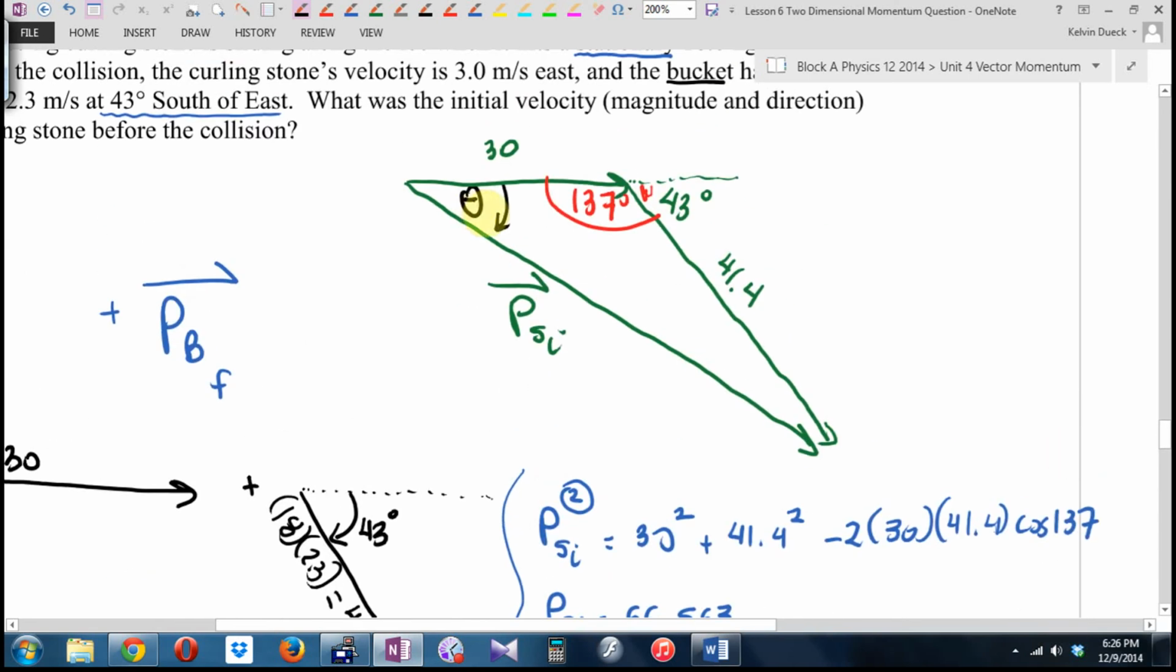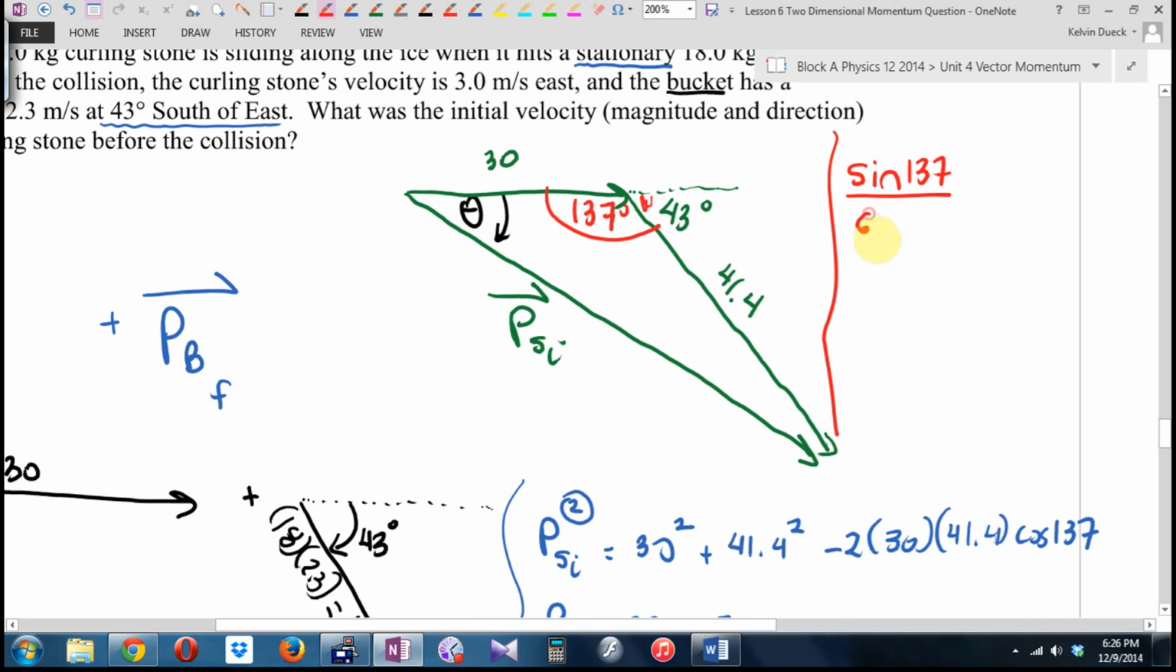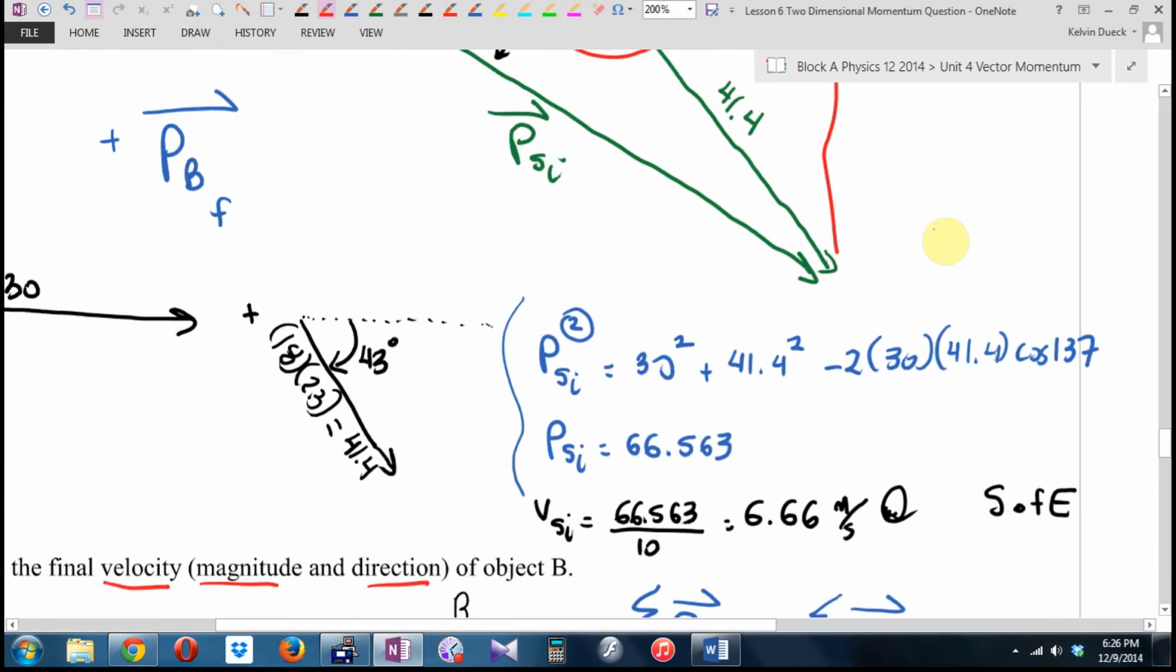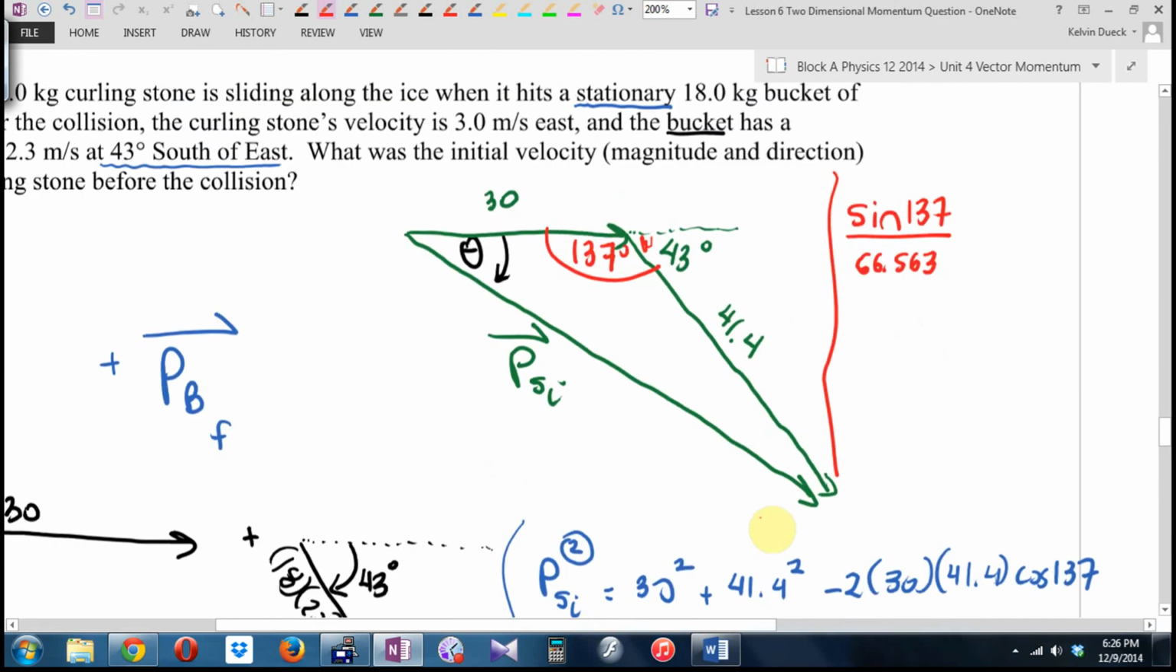It's going to be the sine law, because now that I know this momentum, I've got a pair that 137 goes with this. Heck, I'll do the sine law way up here. This is terribly unorganized, I realize. It's going to be the sine of 137 divided by the momentum that was across from it, which was 66.563. Again, make sure you use the momentum here, not velocity, because momentum is what's conserved. That's what I'm going to use in all my work. Then at the very end, I'll divide by the mass to get the velocity.